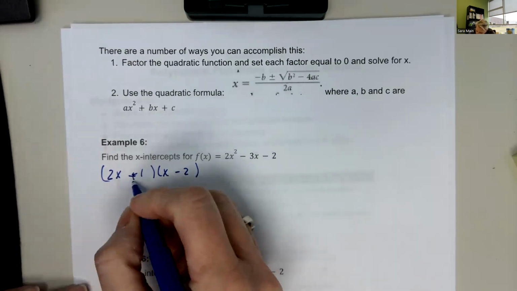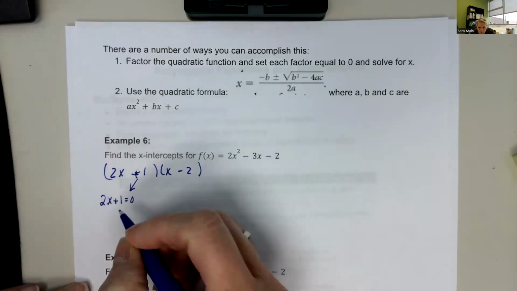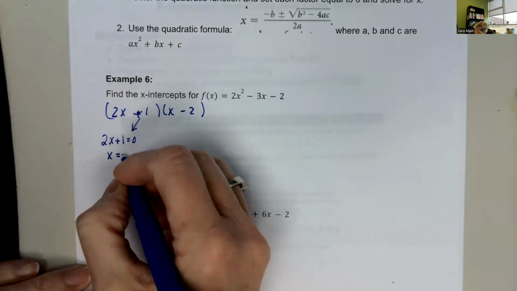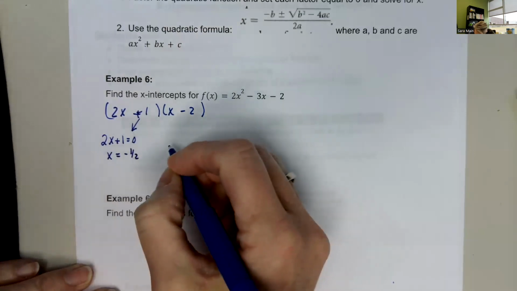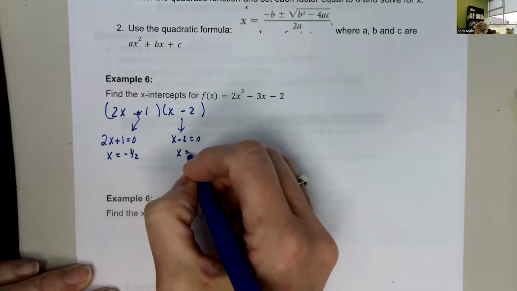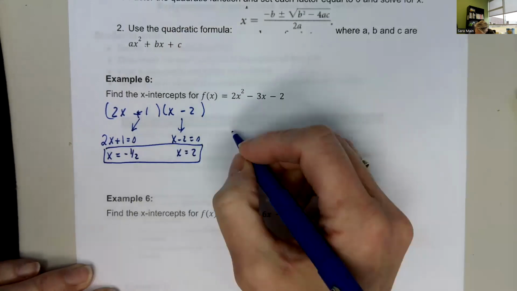So that's one way. So I can set 2x plus 1 equal to 0 and solve for x, which equals a negative 1/2. And then I can set x minus 2 equal to 0 and x equals 2. So those are my two real zeros.